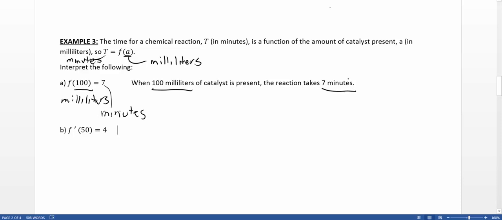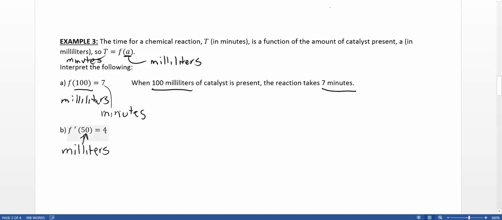There's lots of ways we could write this sentence. Now let's look at part B. Now we're talking about the derivative of this function, and we're talking about f prime of 50 equals 4. So again, the 50 is going to be in milliliters, because again, that is my independent variable. So I'm talking about the reaction when I have 50 milliliters of the catalyst present. That's the point that I'm talking about in this particular problem.